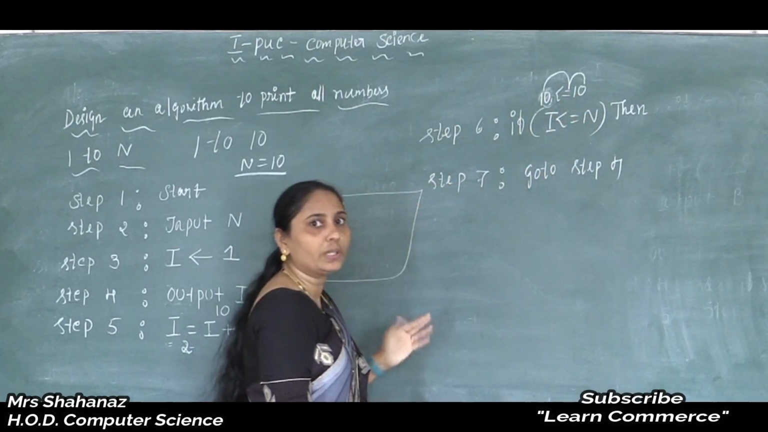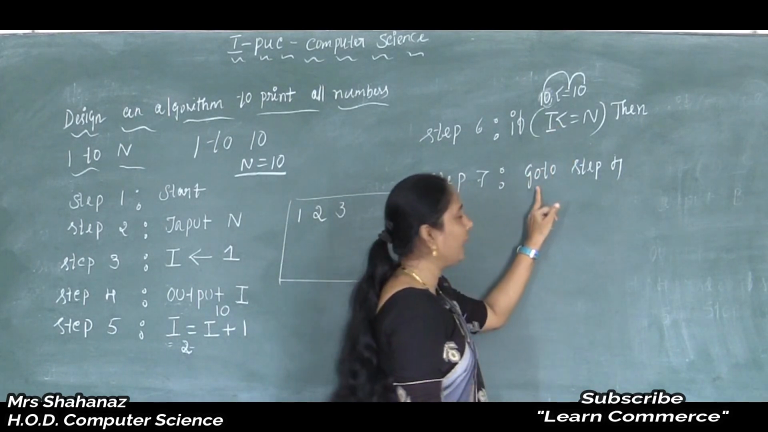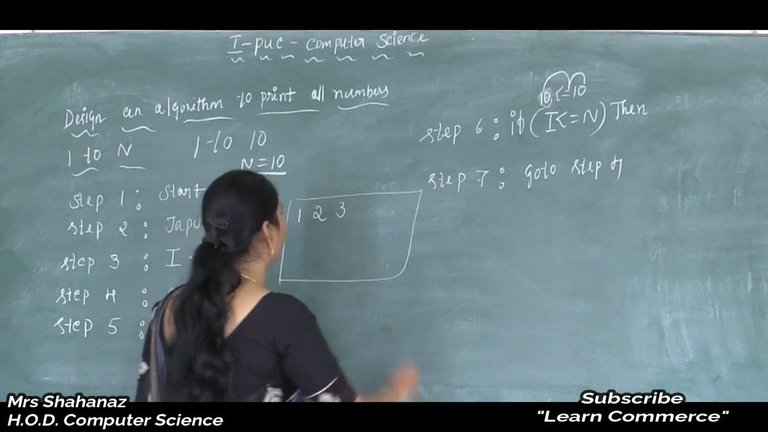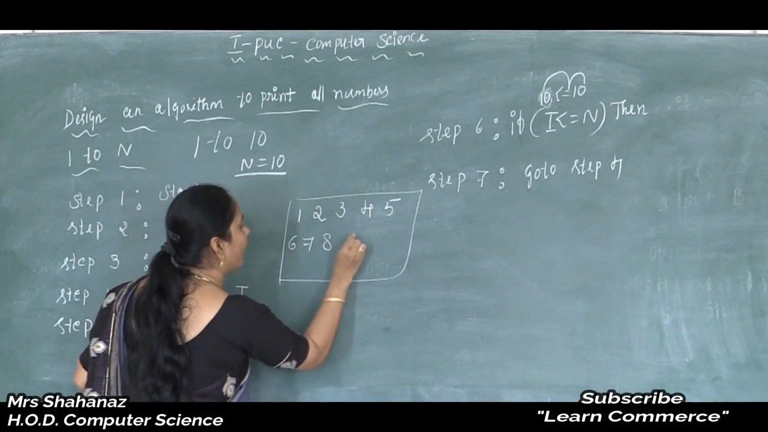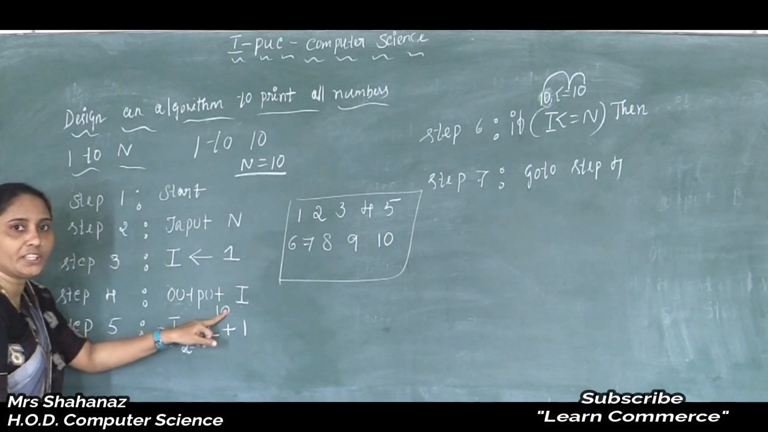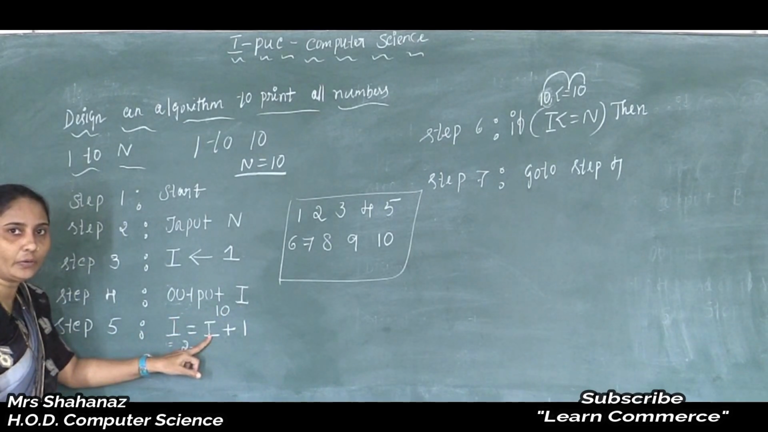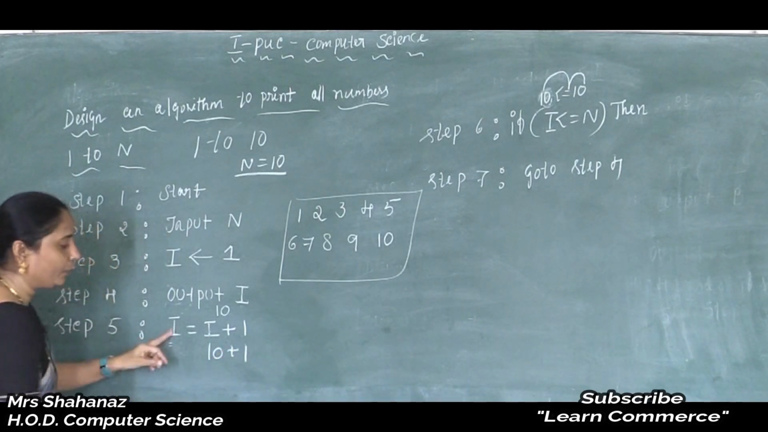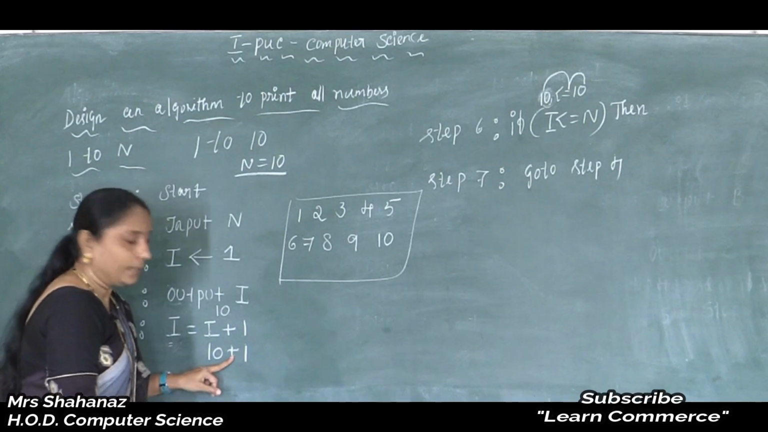If it is true, the 10 value is equal to 10. There is no doubt here. So then again we need to go to step 4 and print the value of the I. So like that it is going to print all those values till the value 10, and when the value reaches 10, then again it comes. The I value is 10. The 10 plus 1, that is the I value is equal to 11.